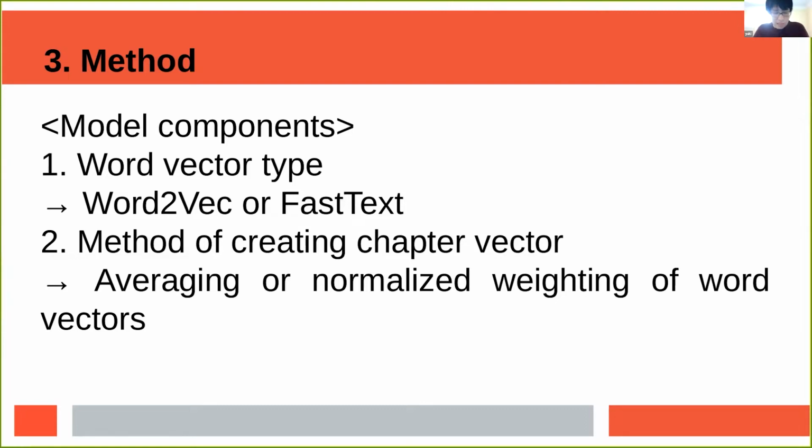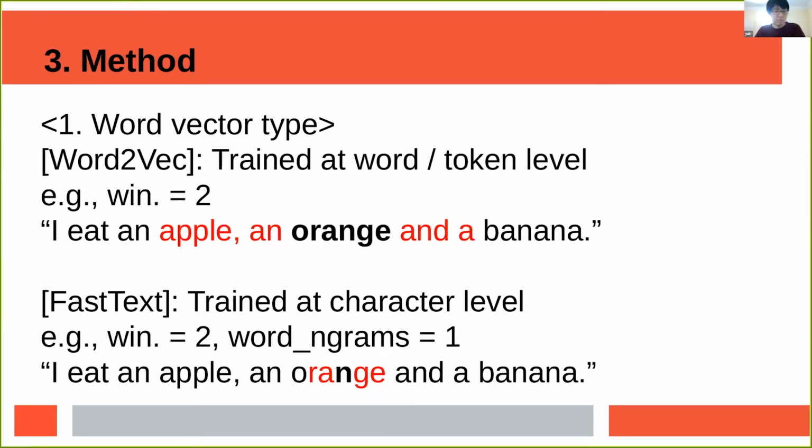Last year, I simply averaged the word vectors created by word2vec, but this is the simplest way to create the chapter vectors. So this time, I introduce fastText and weighting vectors as new things in order to improve the model from last year. Next, I'm going to explain the first aspect, namely the difference between word2vec and fastText.